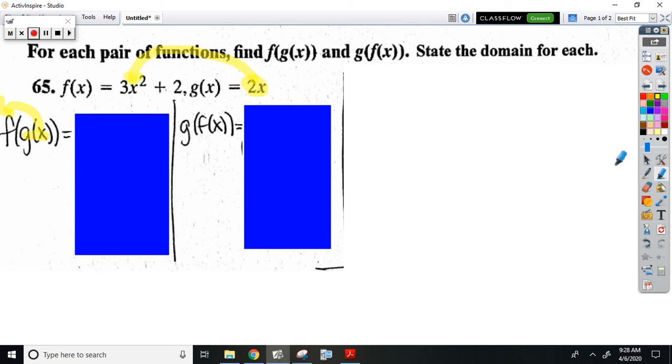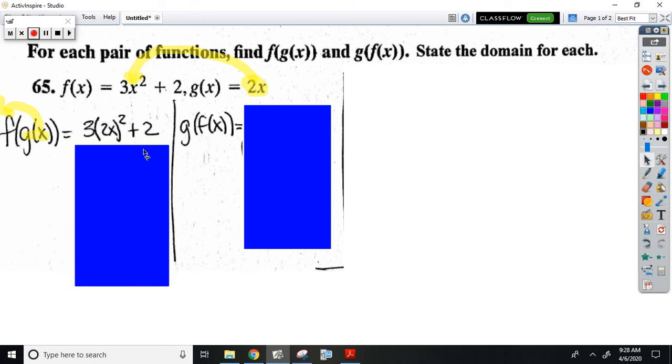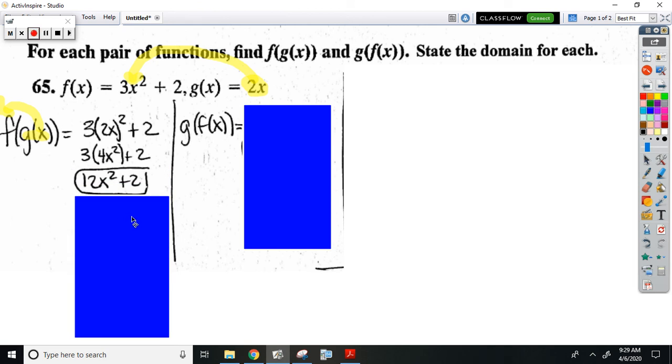So you get rid of that x and you replace it with a 2x. Now, when we do this, I would suggest that we put parentheses around the 2x. We then need to follow order of operations. We need to square both the 2 and the x, which would get me 4x squared. And then our next order of operation is multiplication. 3 times 4 gets me 12x squared plus 2. Notice that we cannot add those together because they're not like terms.